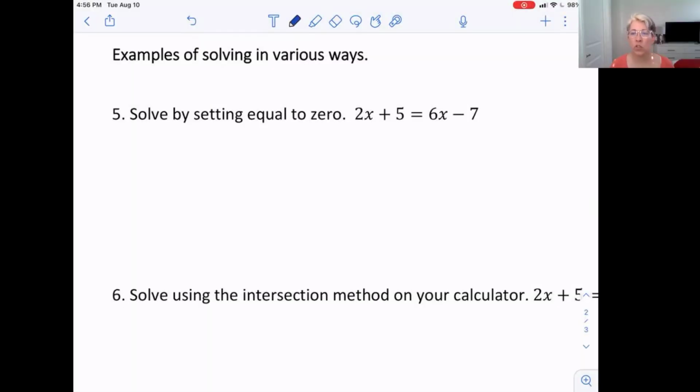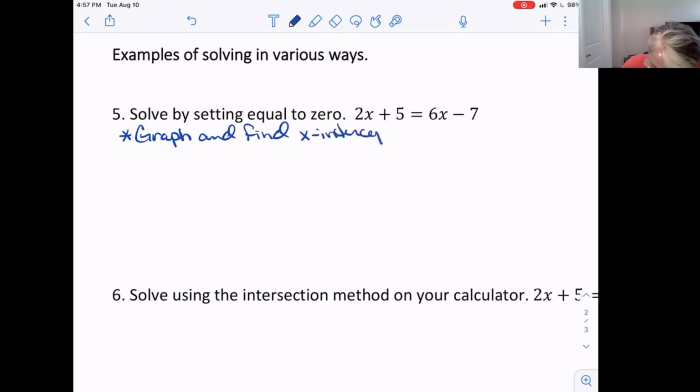So we talked about solving linear equations algebraically, but now they want us to do it graphically. This is where zeros and the function value equaling 0 being the same thing as the x-intercept come into play, in the graphing part. So in example number 5, they're wanting us to solve by setting equal to 0. And then I'm going to add something here, okay? Graph and find the x-intercept.